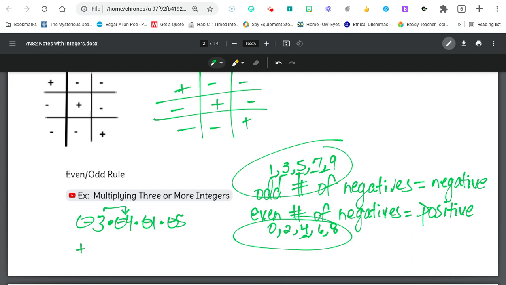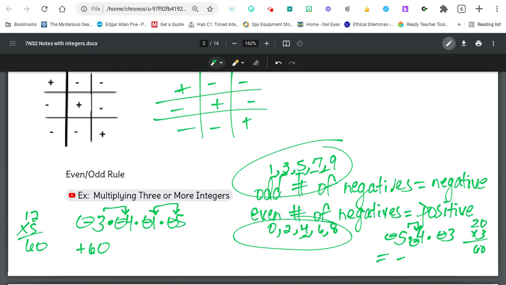So you just multiply 3 times 4 is 12. 1 times 5 is 5, and 12 times 5 is 60. You know it's going to be positive. Or if you had something that looked like this, negative 5 times 4 times negative 3. Let me put another negative. That's 1, 2, 3 negatives. 3 is an odd number, so you're going to end up with some negative. And I could say 5 times 4 is 20, and 20 times that last 3 is 60. So I end up with negative 60.